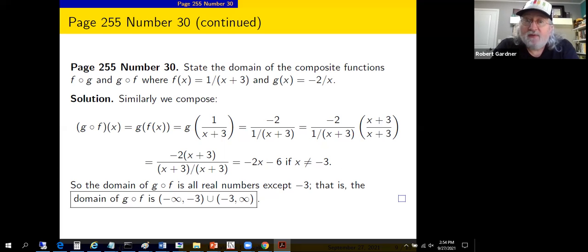So that takes care of the division by 0. There's no square roots to worry about, square roots and negatives again. And so this is defined for all real numbers except for negative 3. So we'll take negative infinity to infinity and use the little parentheses to remove negative 3. And there's the domain of that composite function.